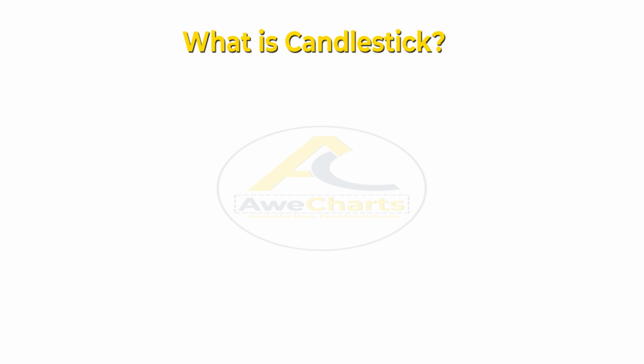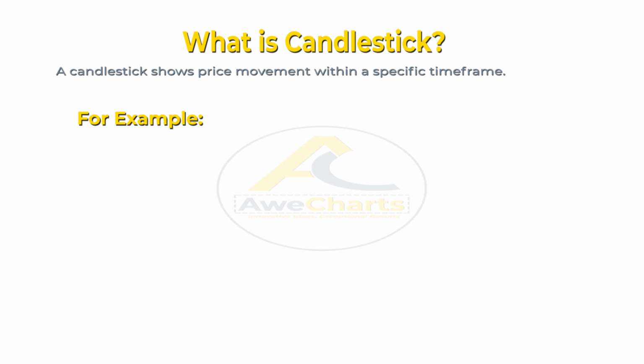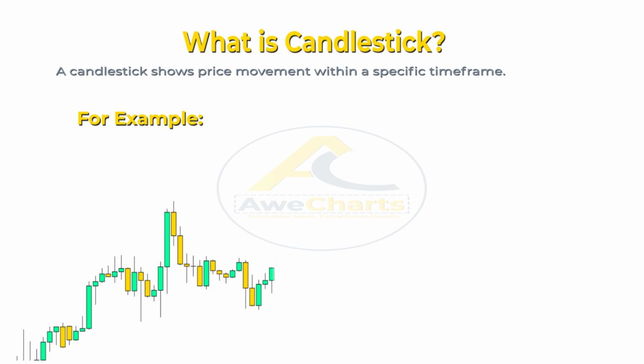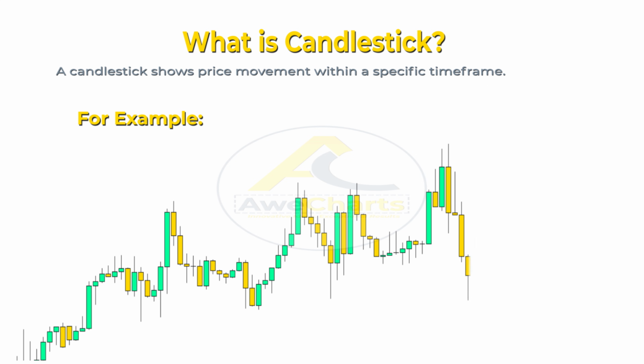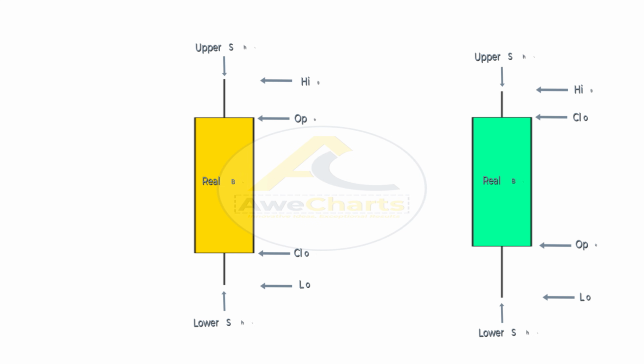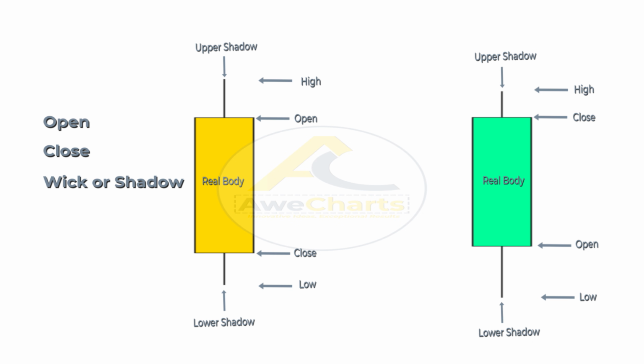Let's start with the basics. What is a candlestick? A candlestick shows price movement within a specific time frame. For example, on a 15-minute chart, each candlestick represents 15 minutes of price action. Every candlestick tells a story. Here is what makes up one candlestick: open, close, wick or shadow, and body.